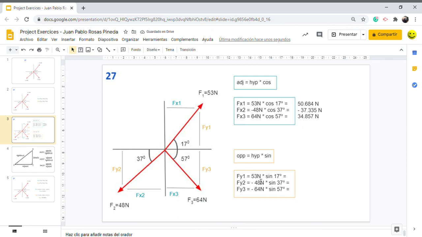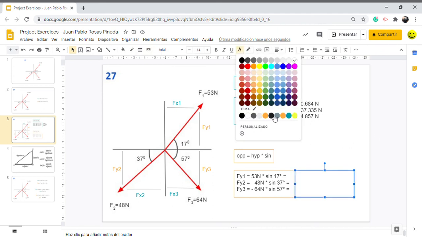fy1 is going to be 53 newtons times sin 17. fy2 is going to be minus 48 newtons. Why minus? Because in a Cartesian plane, again, in the y-axis the upper part is going to be positive and the lower part is going to be negative. So minus 48 newtons times sin of 37 degrees, and for the fy3 it's going to be minus 64 because it's down, times sin of 57 degrees, and you should get these results.